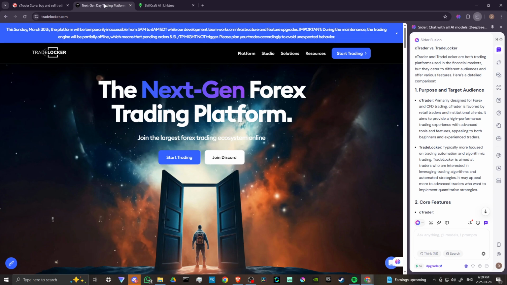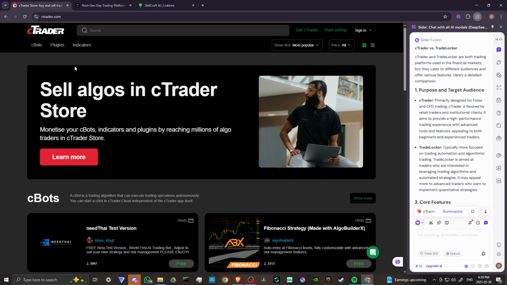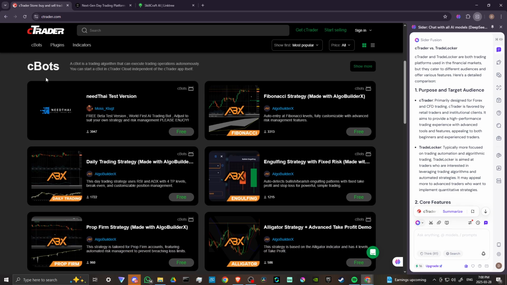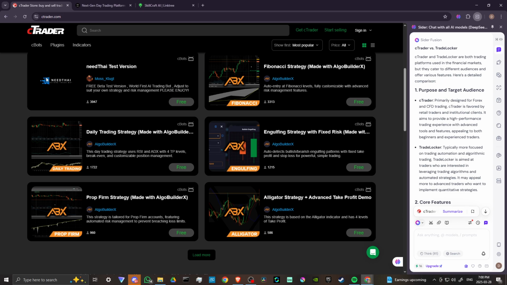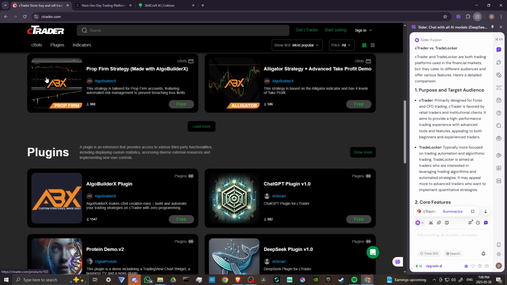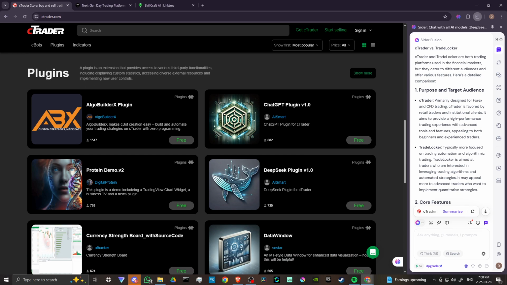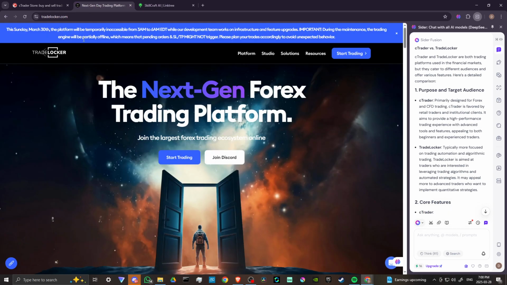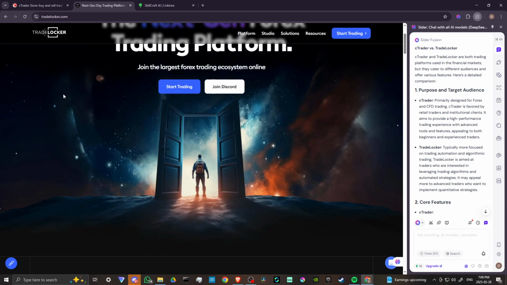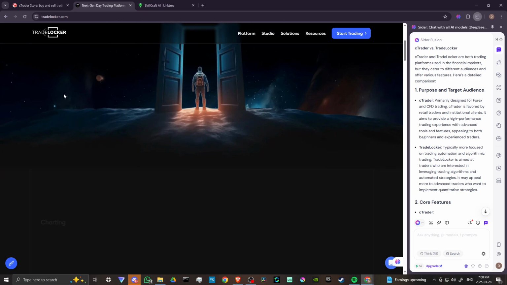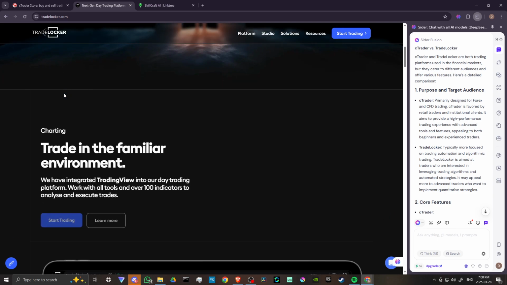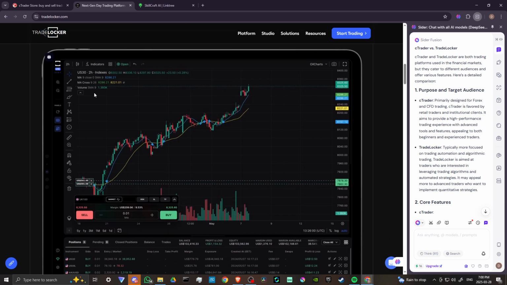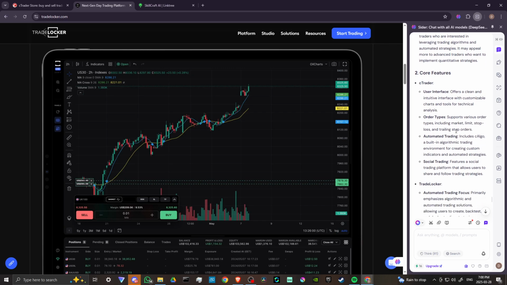Here's a detailed comparison. Ctrader is primarily designed for forex and CFD trading. It is favored by retail traders and institutional clients. It aims to provide a high-performance trading experience with advanced tools and features appealing to both beginners and advanced traders. Tradelocker, on the other hand, is typically more focused on trading automation and algorithmic trading. It's aimed at traders who are interested in leveraging trading algorithms and automated strategies, and may appeal to more advanced traders who want to implement quantitative strategies.